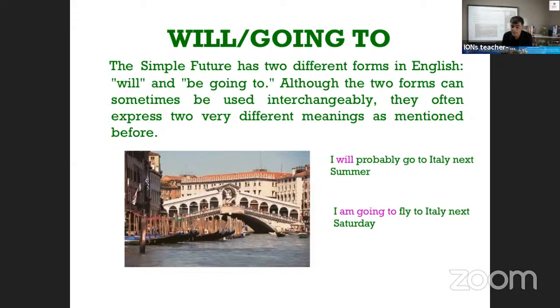The second sentence is like, I am going to fly to Italy next Saturday. We don't have a season. We have a specific date of a week. Probably the lady already knows the time because, of course, if she knows that she's flying on Saturday, she most certainly already knows that the flight will depart at this time from this airport and so on. So there is a plan.